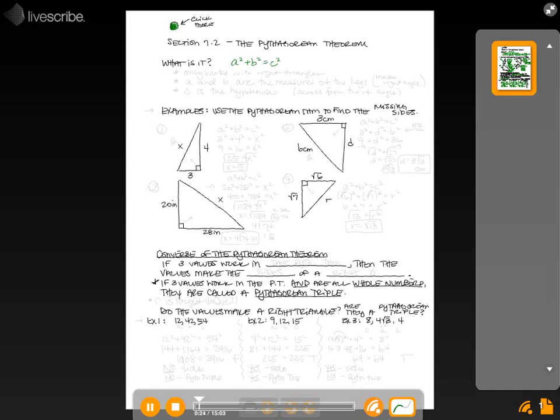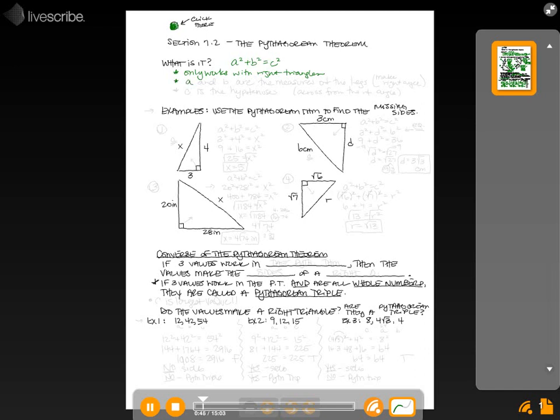Now, a couple things to remember. First one is this only works on right triangles. Everything in this chapter will be dealing with right triangles. So the Pythagorean theorem will only work on right triangles.